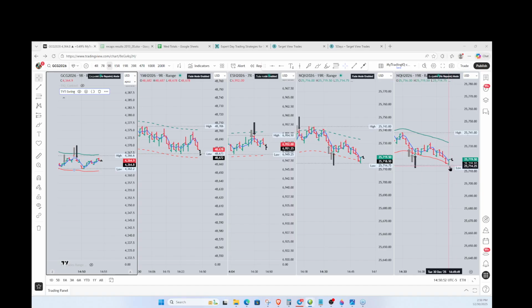Okay, that is the big difference there. So right here, we didn't have any gray arrows. We don't have any gray arrows anywhere. This was the last gray arrow, and it was not outside the bands, so we didn't have a trade in there.